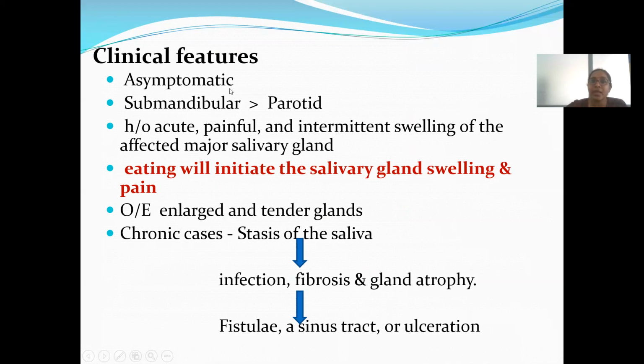So that's why we've written it is usually asymptomatic. Sometimes when we routinely take a radiograph for some other pathology, we might identify a sialolith. Sometimes that is the situation. Or when it has become very big, what will be the symptoms?